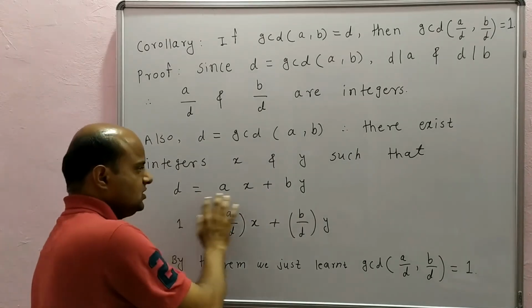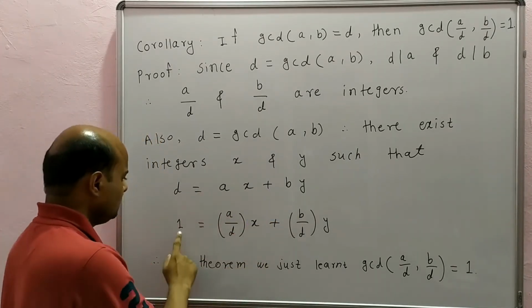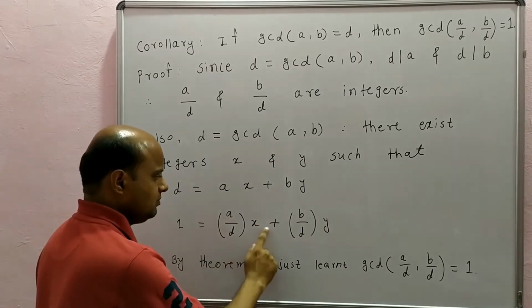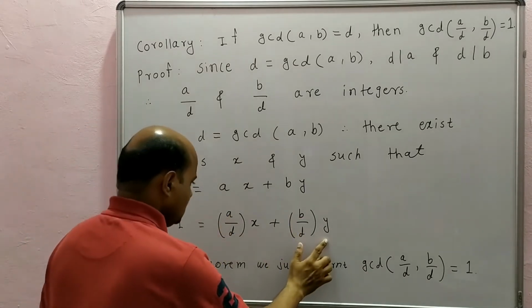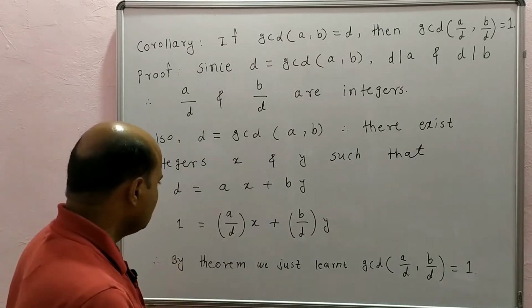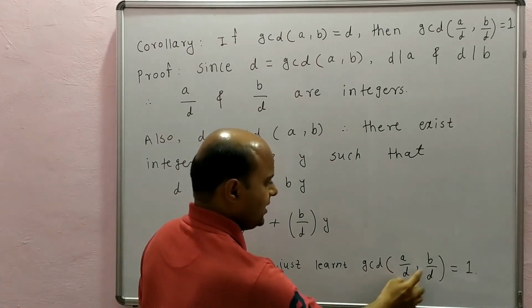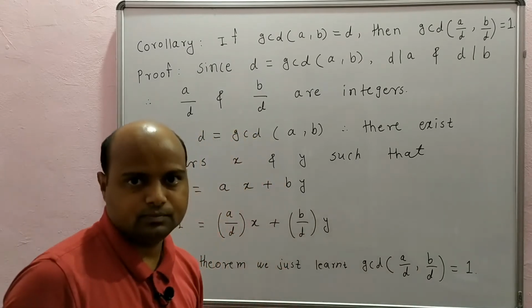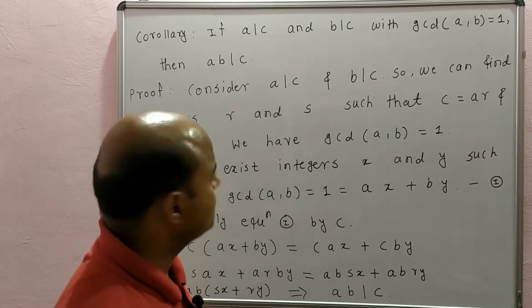We will divide this equation by d. Therefore, we will get 1 is equal to a by d into x plus b by d into y. With this equation and a theorem we have just learned, we can conclude that GCD of a by d and b by d is 1. We will see the next result.